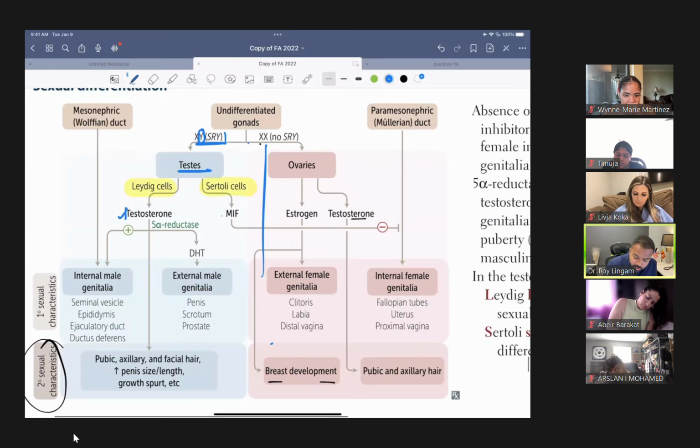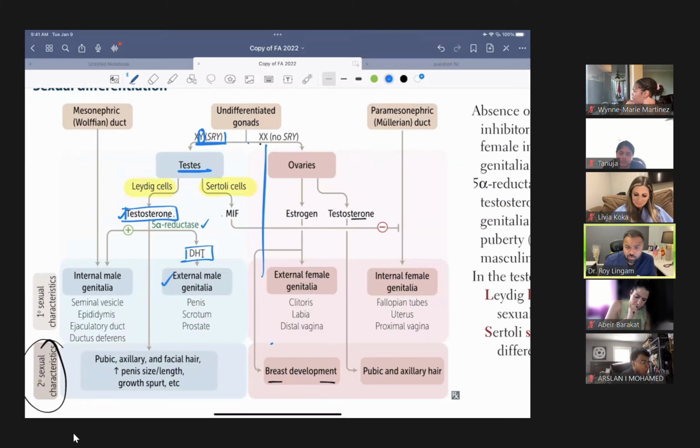Okay. Now let's talk about Leydig cells first. We produce testosterone, but the testosterone is not the active form. Testosterone becomes active testosterone, what we call DHT, dihydrotestosterone, by an enzyme called 5-alpha reductase. That's your 5-alpha reductase. Is everybody clear, folks? Very important because that's linked to all the pharmacology here, folks. 5-alpha reductase converts the testosterone to DHT. The DHT is important to develop external male genitalia.